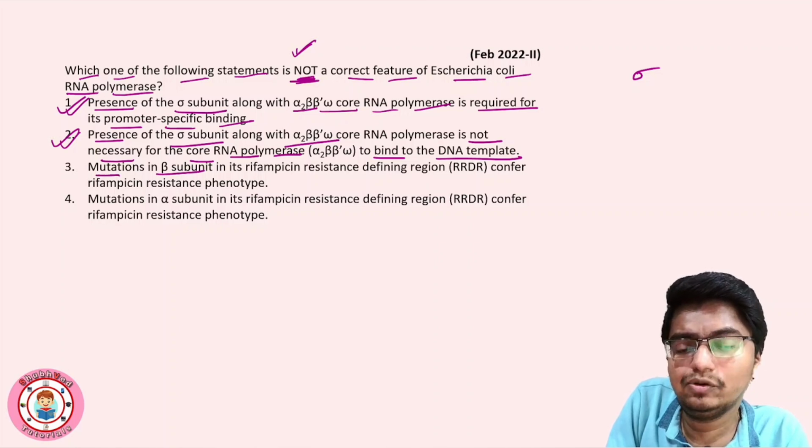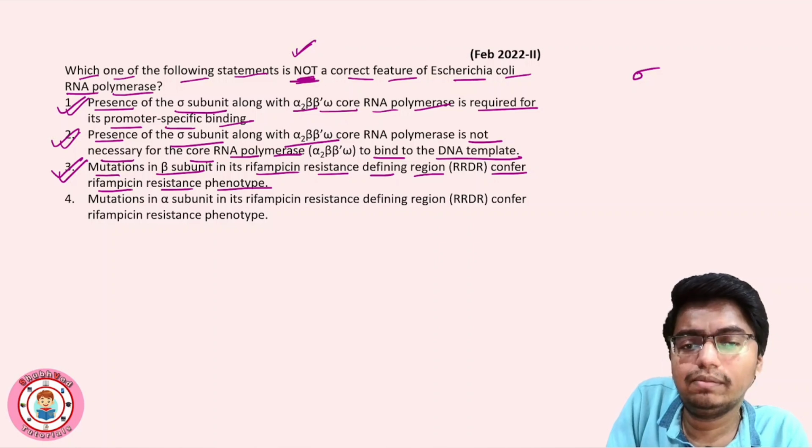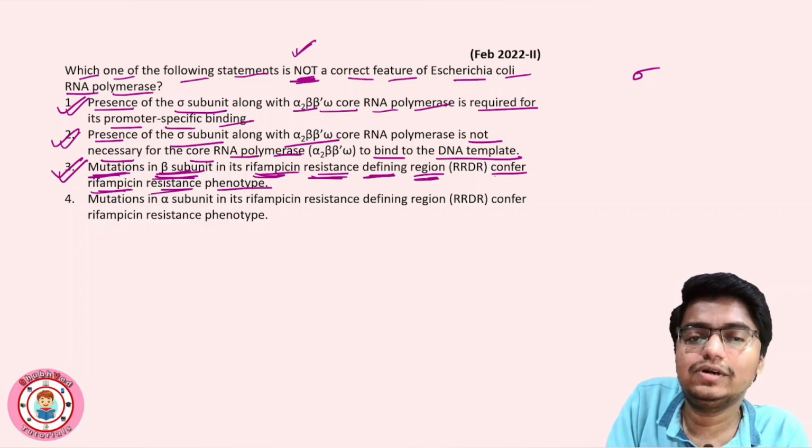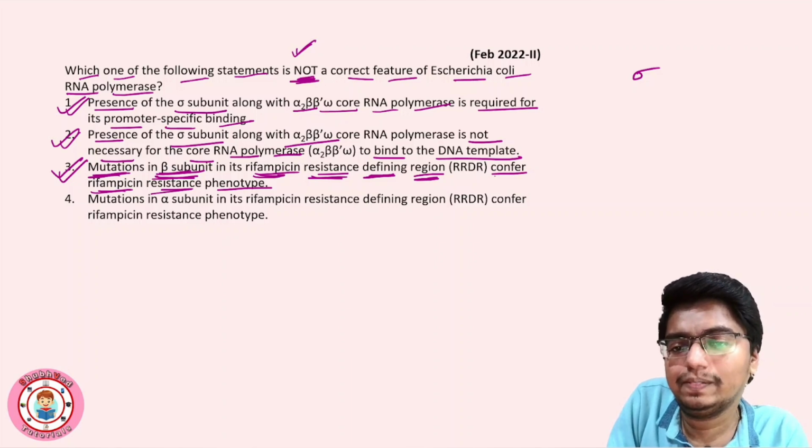Mutation in beta subunit in its rifampicin resistance defining region confers rifampicin resistance phenotype. This is also correct. You have to remember this. Beta subunit में अगर mutation है, okay, if there is a mutation in beta subunit, then results in the rifampicin resistance phenotype. Why? Because beta subunit has a rifampicin resistance defining region. Okay, beta subunit में present है. Okay, rifampicin resistance defining region.